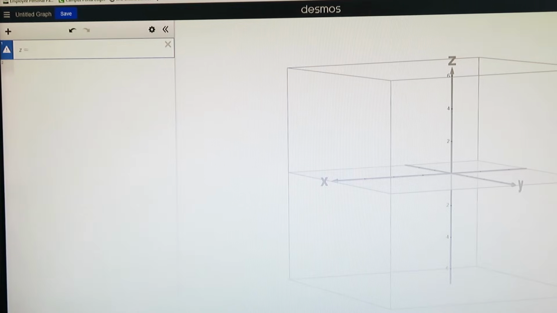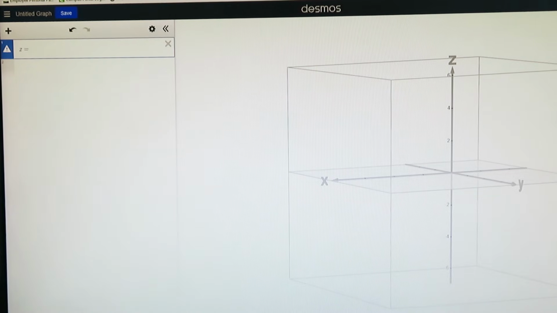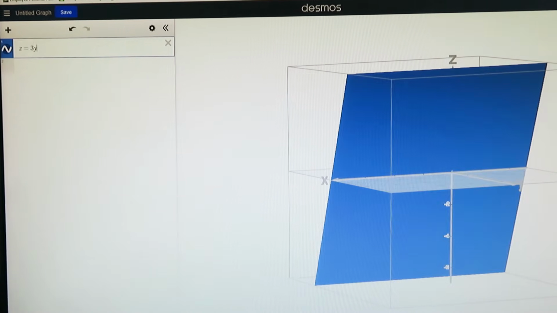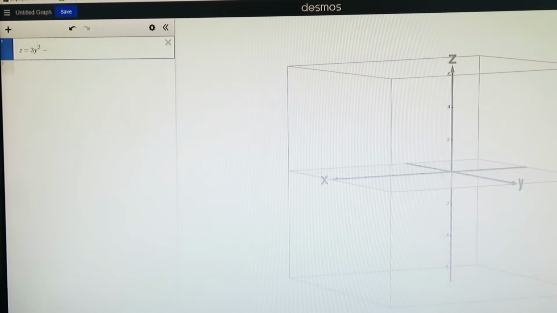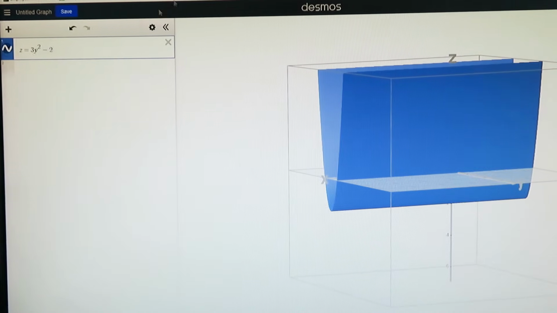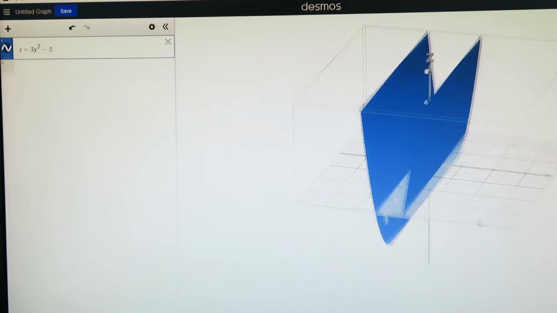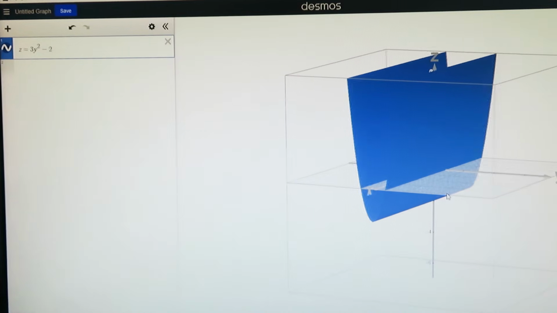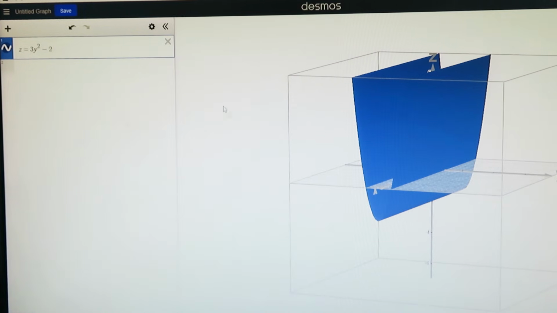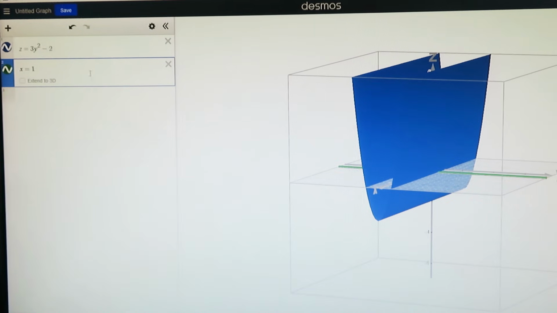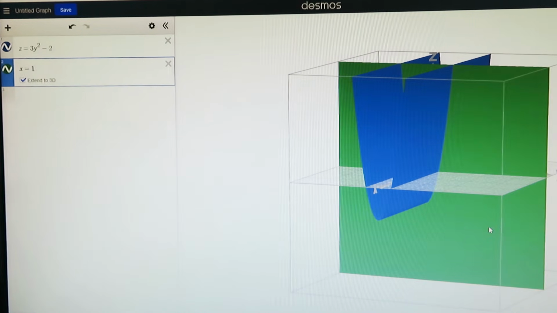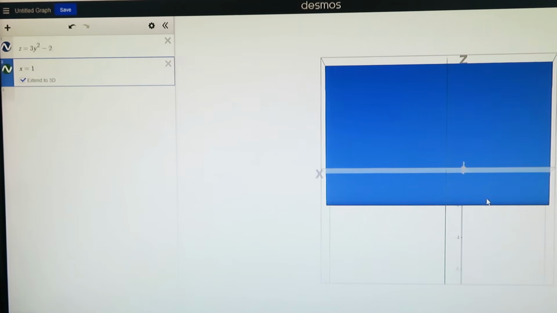When x was equal to 1, we had a specific curve develop, and that curve was 3y squared minus 2. That's what it looks like. This is me rotating it around and you're seeing it. This is 3y squared minus 2 is equal to z. But we said x was equal to 1. Let's put in x is equal to 1 and let's give it an effect. This is what we have.